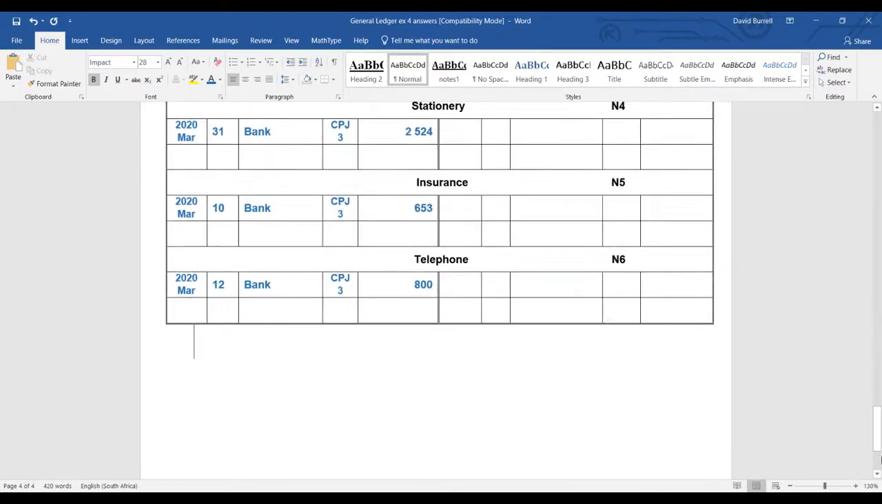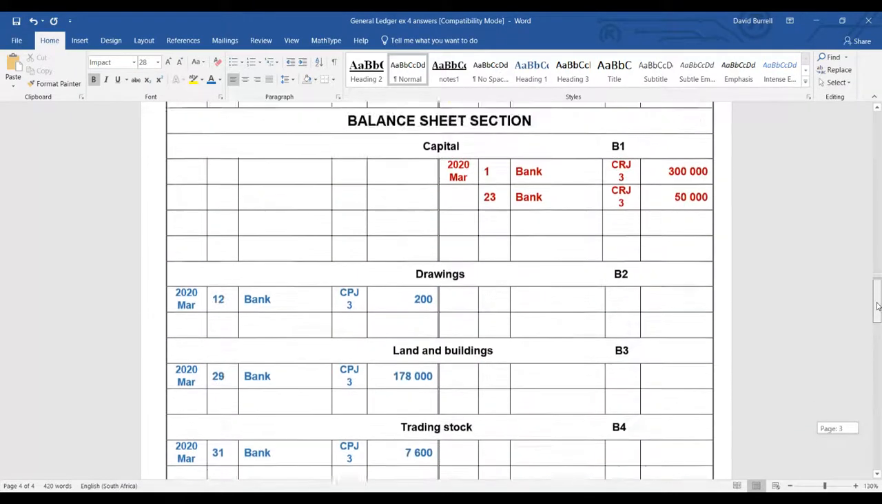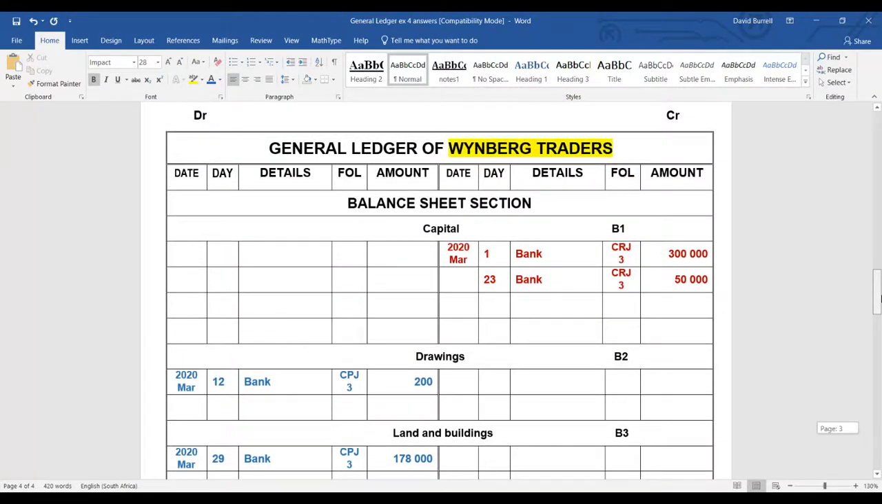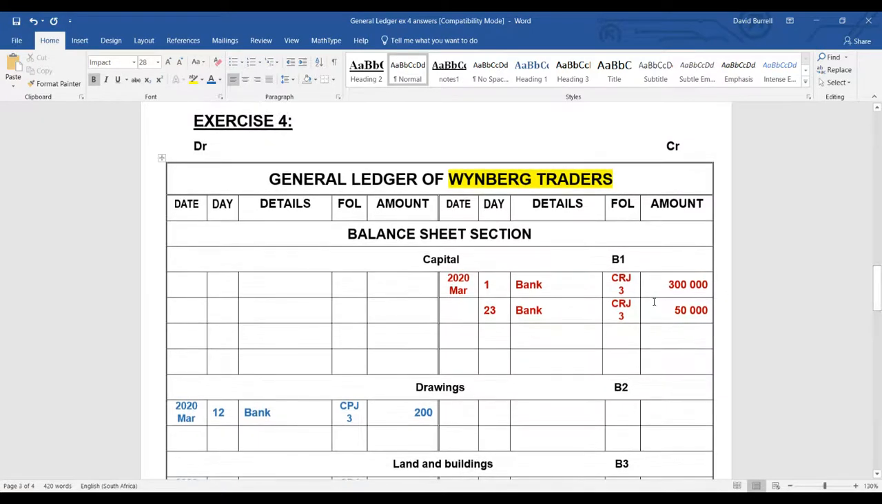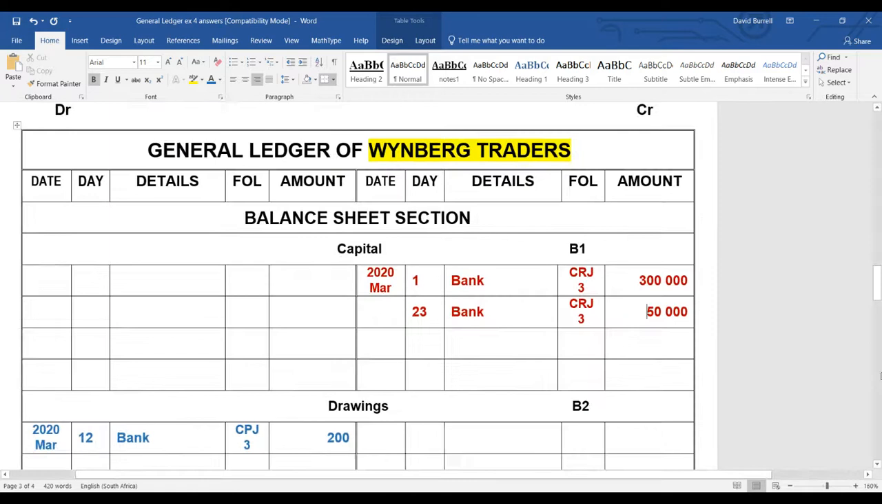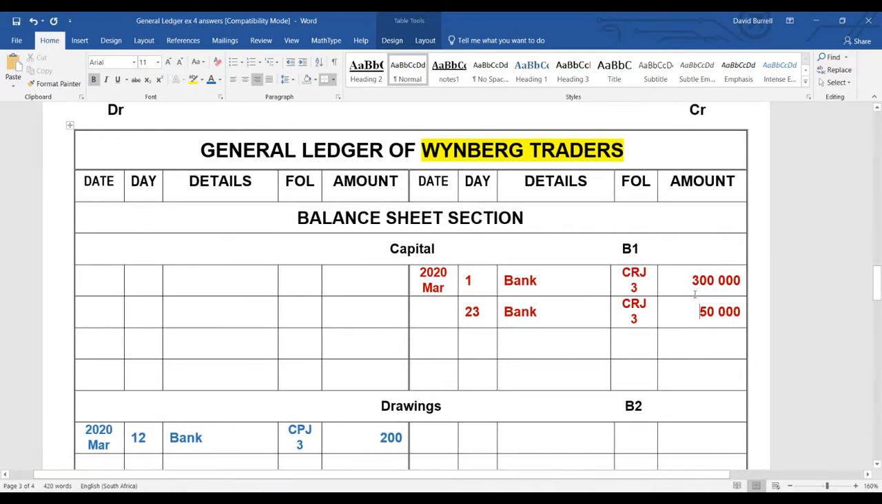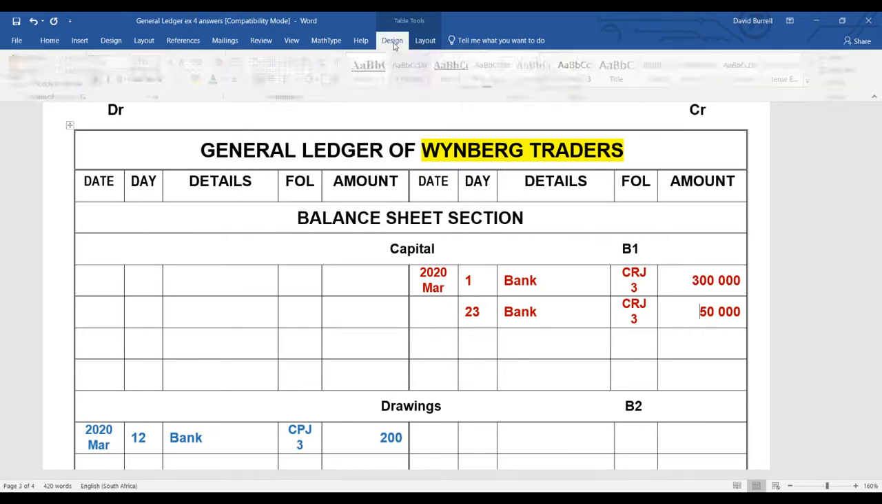Okay, the last thing I need to do now is go through and total or balance accounts where that needs to happen. There's not too much of that we have to do in this exercise. The one thing I didn't mention earlier, I just filled in the name of the business, Weinberg Traders, which is why I've highlighted it. Okay, so what we need to do now is just go to the capital account. And what I'll do is I can actually make these a little bit bigger. And there's more than one entry, two in this case, on the same side of the account.